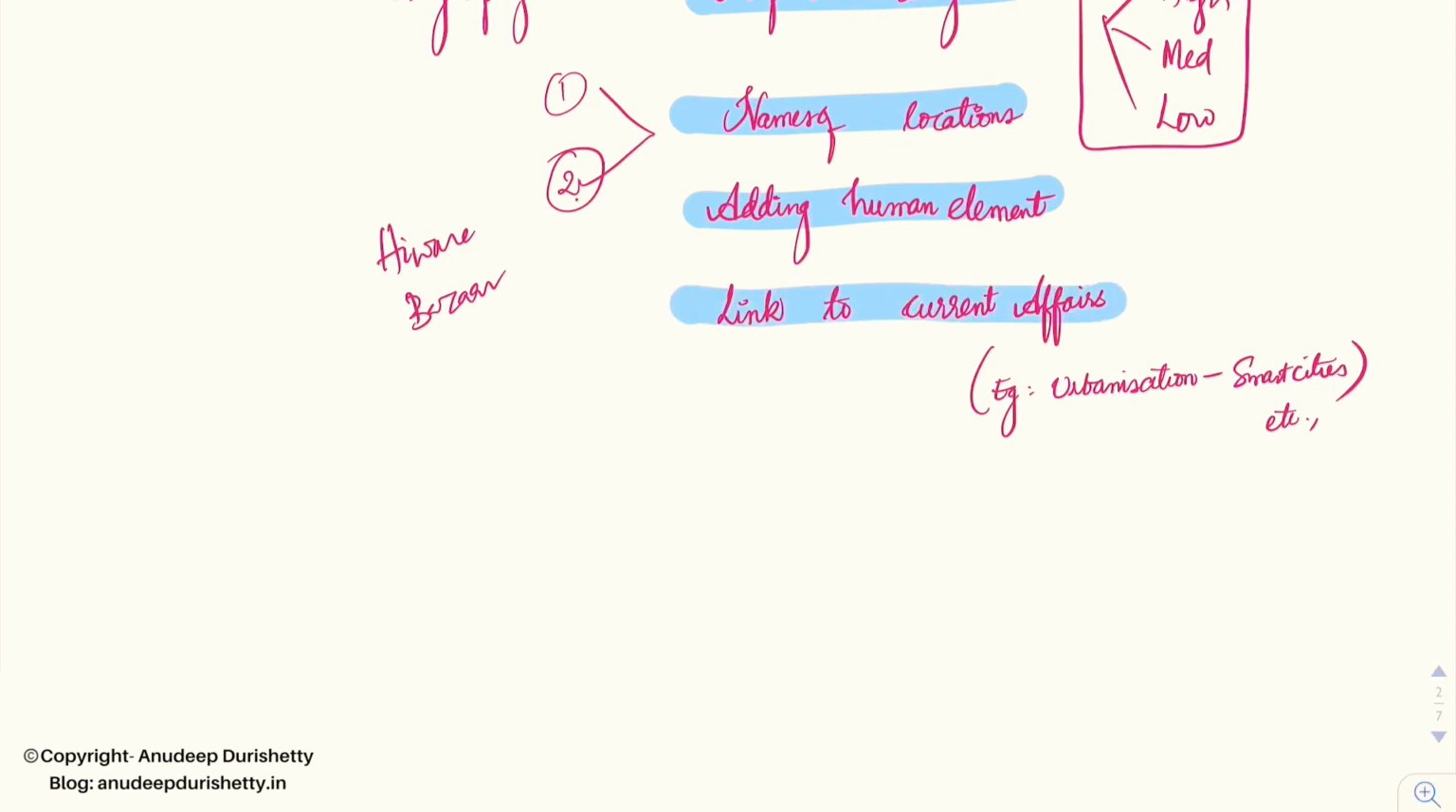Lastly, in geography answers, wherever apt, connect your answers to current affairs. For a question on urbanization, try to link to government's smart city project. This way, you can enrich your geography answer content.